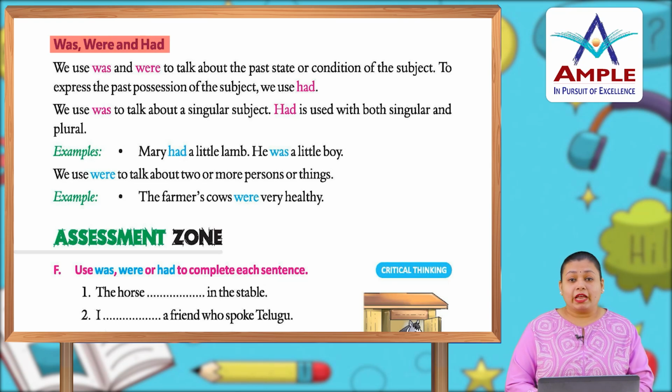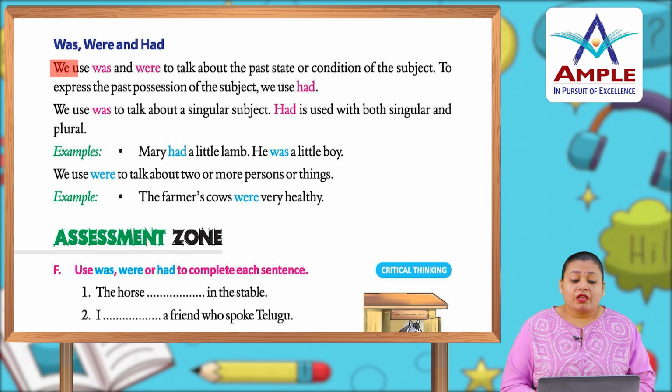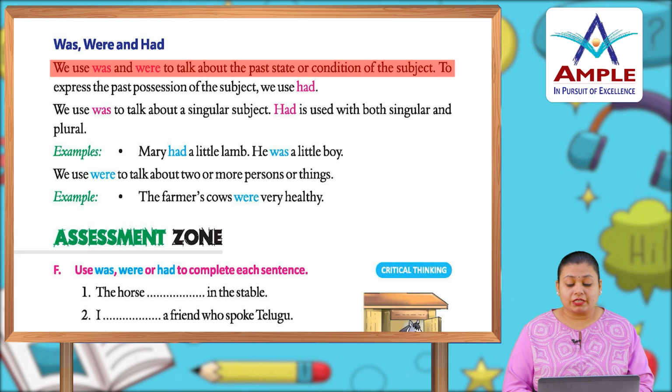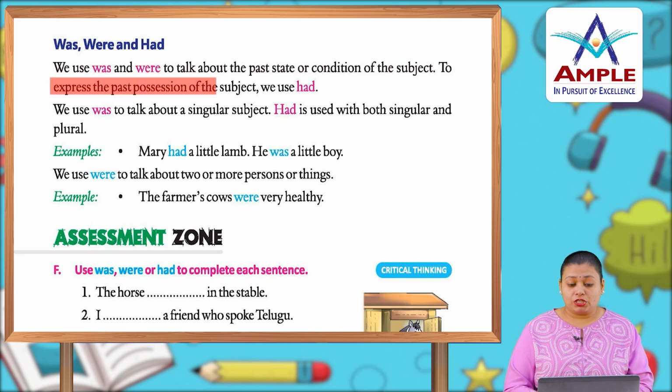We use was, were and had in the past form. When we are talking about something which has already happened, in that case we use was, were and had. So was is used with the singular subject, were is used with the plural subject. Okay, now let's see. We use was and were to talk about the past state or condition of the subject. To express this past possession of the subject, we use had. Okay, we use had with singular and plural, both the forms.